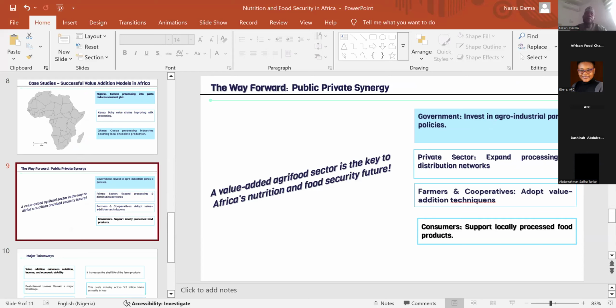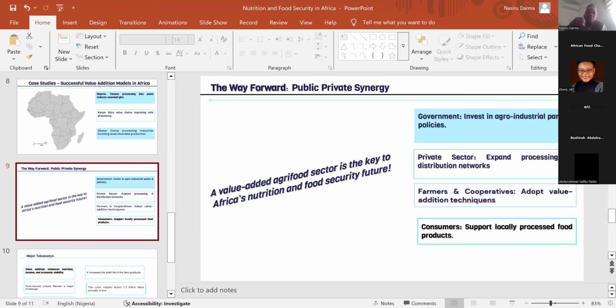For me, the way forward is public-private synergy, right? The synergy between the entrepreneurs and the government. The entrepreneurs are bringing onto the table the desire and the willingness to take risks and invest in the value addition sector in Africa, while the government comes in and provides the policies and a level playing ground, so that it can also provide a cushion in ensuring that the investment put forward by these entrepreneurs is not lost, right?